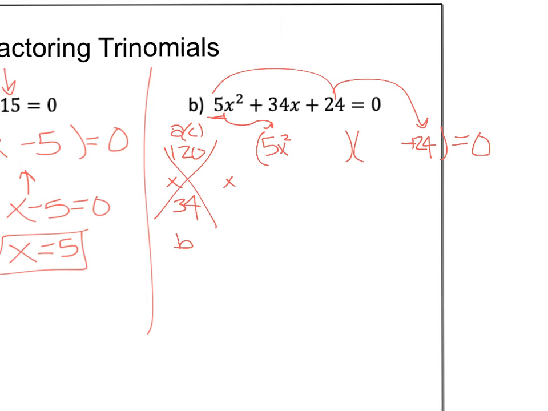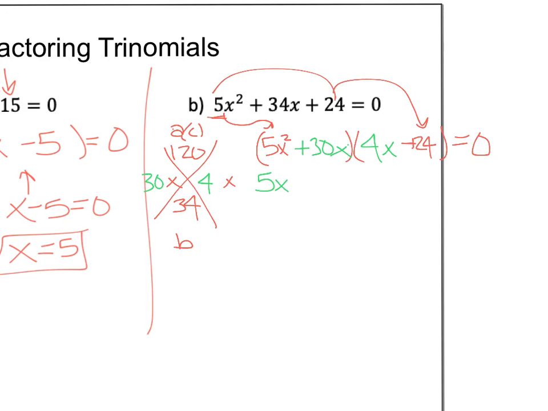All right, now those two numbers are going to be 30 and 4. And remember, those are going to have the x with them. So I'm going to plug these into our two factors that we have going. So I have 5x squared plus 30x and 4x plus 24. So now we're going to take the greatest common factor out of each set of parentheses.